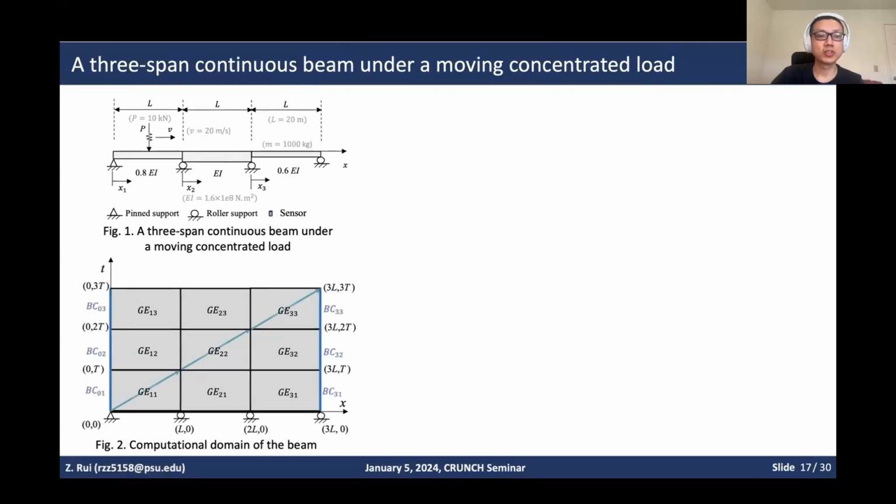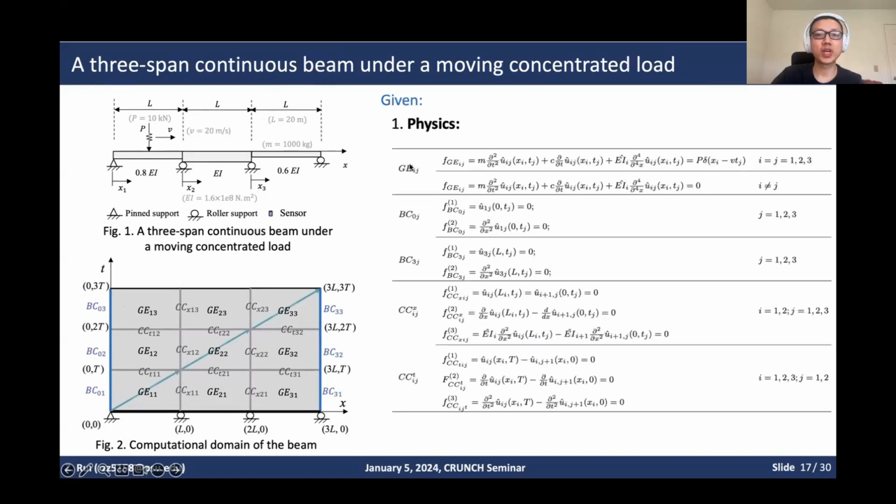And also these are the boundary conditions at the first support and at the last support. And these are the continuity conditions along X at the supports. And also these two lines represent the continuity conditions along the time t. So for each subdomain, we will have the physics. For example, the continuity conditions. This is the physics about X. So we can see that the deflection, the slope, and the moment at the two supports should be the same. So this is the physics at the interface along X.